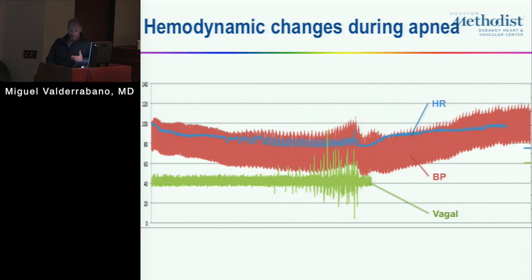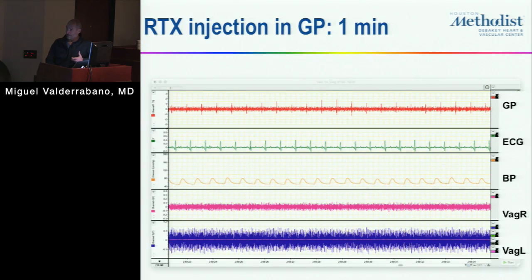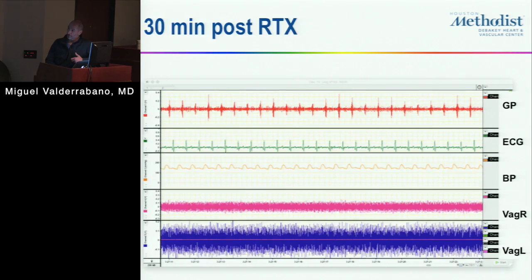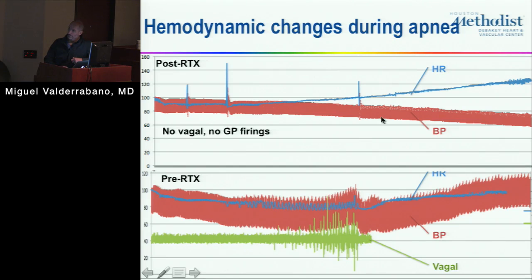The bottom line is you kill the sensory neurons, and you eliminate that kind of dance of heart rate acceleration, deceleration, and vagal discharges. And instead, you get just a steady drop of blood pressure, and the heart rate starts going up once you get into, this is 10 minutes, this is a cardiac arrest, not really apnea.